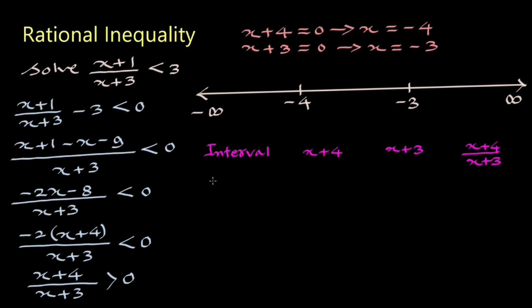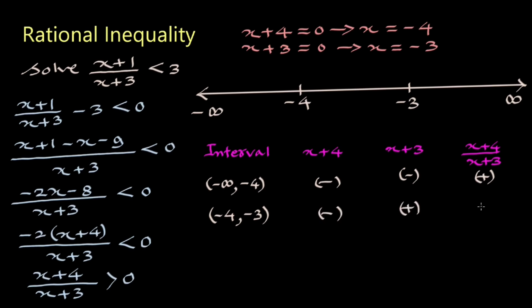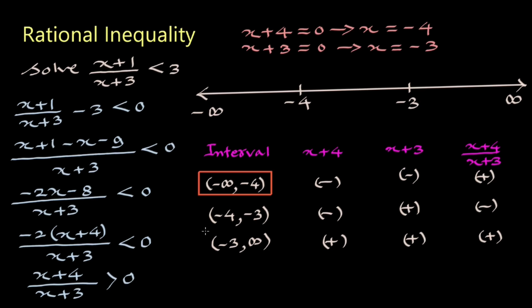We have intervals: minus infinity to minus 4 will be positive when both numerator and denominator are negative. For the interval minus 4 to minus 3, if the numerator is negative and the denominator positive, the rational function will be negative. For the interval minus 3 to infinity, if both numerator and denominator are positive, the rational function will also be positive. So from minus infinity to minus 4 and from minus 3 to infinity, we are getting the value of the rational function positive like we want here.